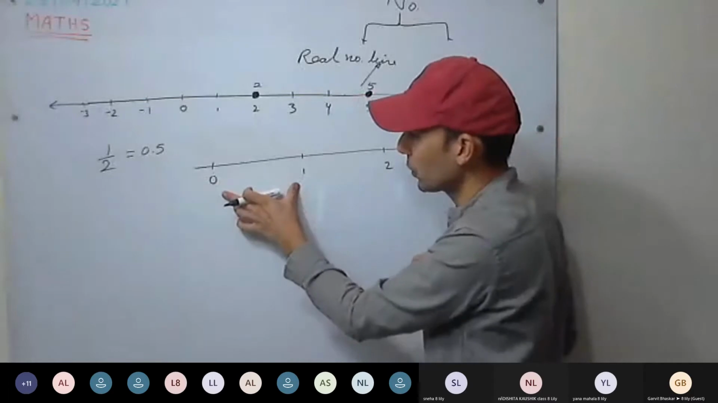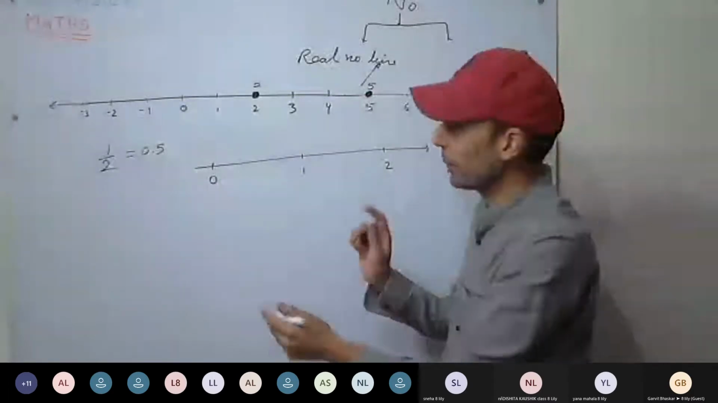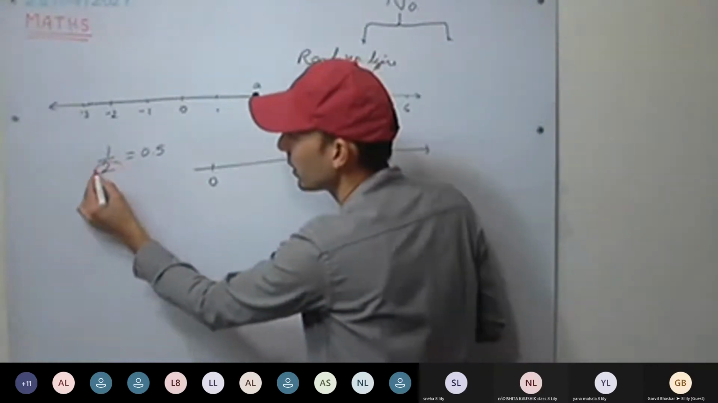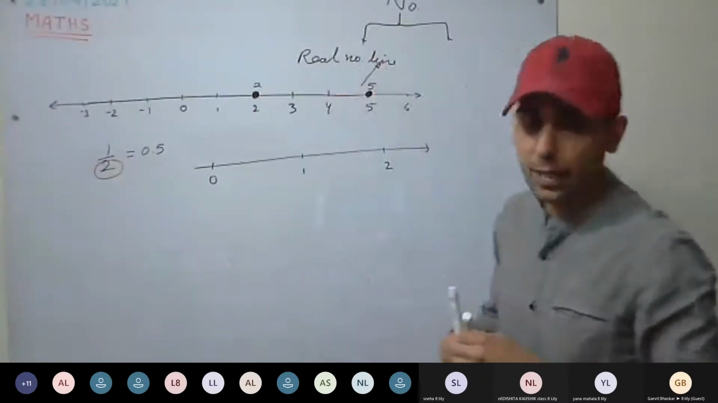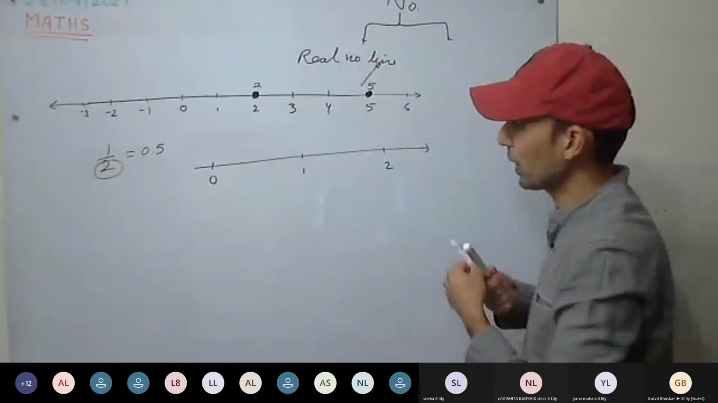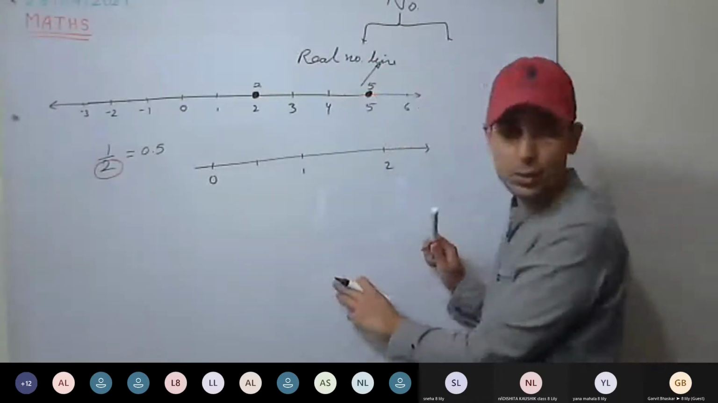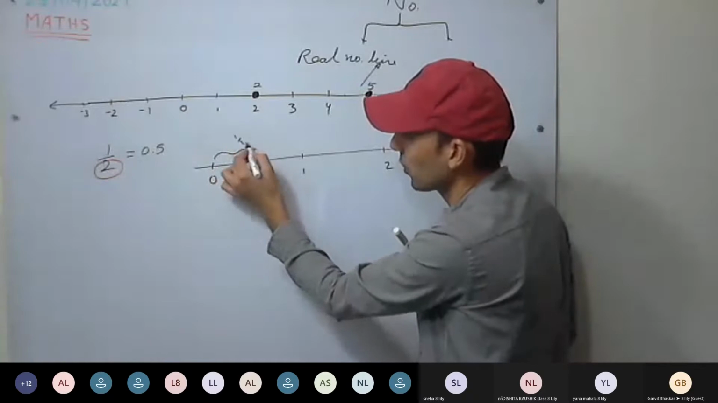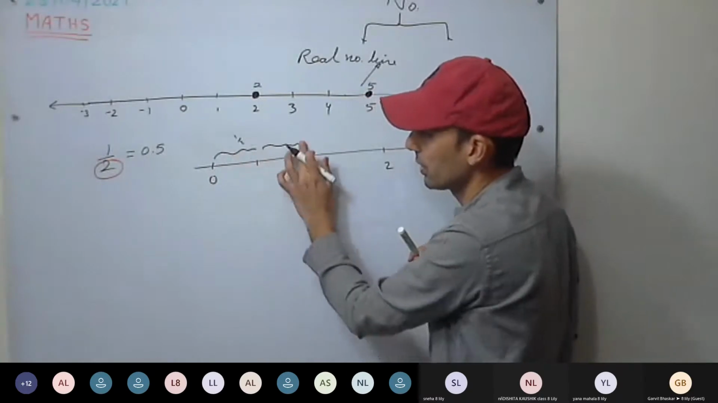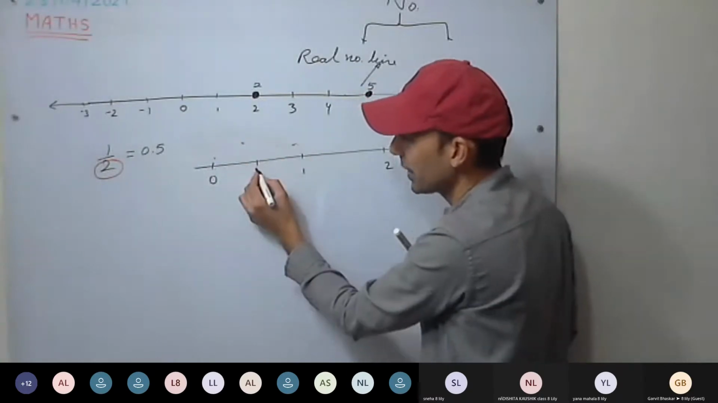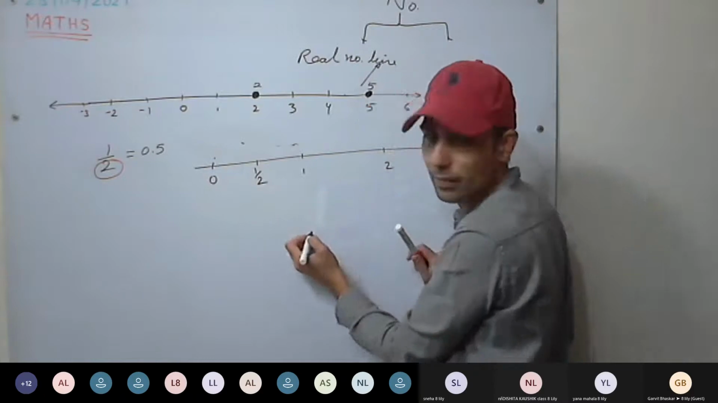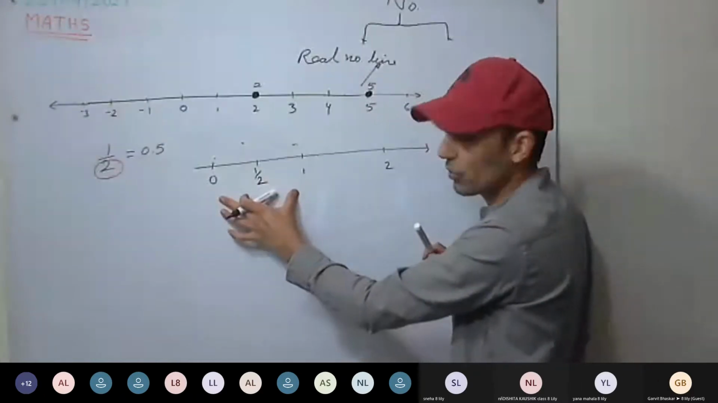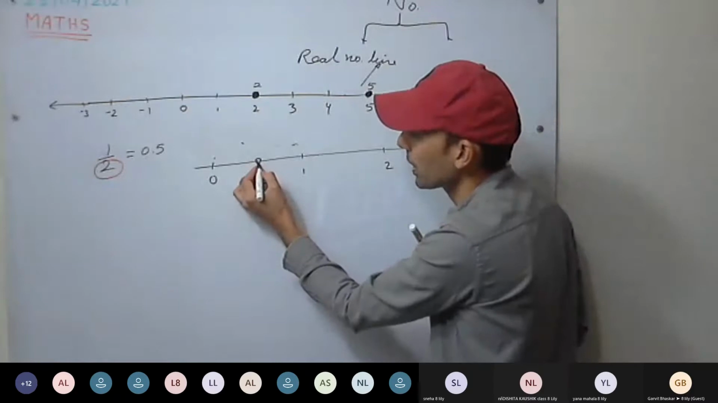So 1 by 2 will lie between 0 and 1. What I have to do is divide this length into how many parts? 2 parts. So I have divided it into 2 parts. This is how much? Half. This is another half. So half will lie here. Understood this one? This is half. Complete 1. So mark this one.